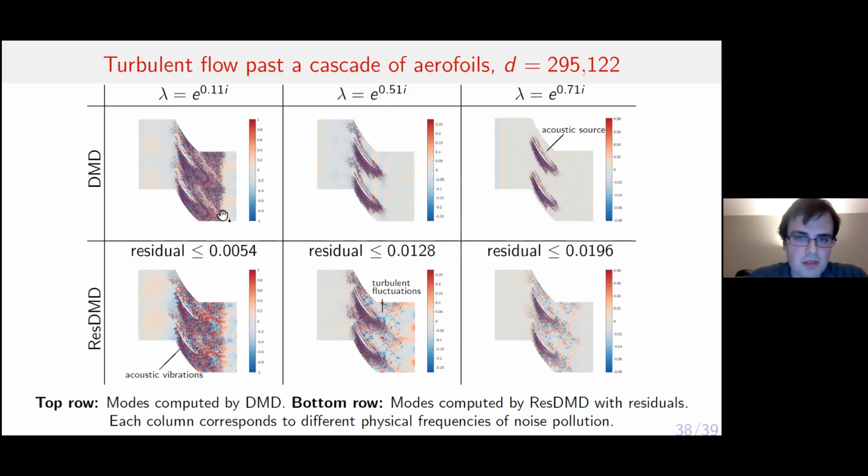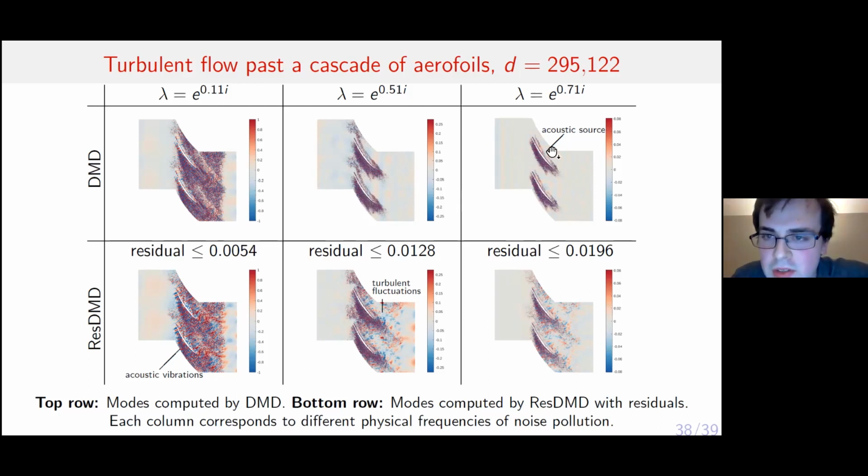And this is fully turbulent flow. I think the Reynolds number is about 10 to the 5 or something. So it's pretty big. Okay, so let's look at the differences between these two rows. Here you see stronger acoustic vibrations, which is a nonlinear effect. And this is very important for controlling whether these turbines are damaged by the flow. In this column here, you see nonlinear turbulent fluctuations in the wake or beyond the trailing edge of the aerofoils, which aren't really present in the DMD or the linear case.